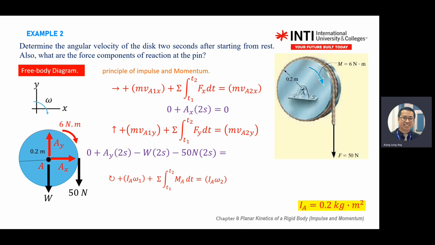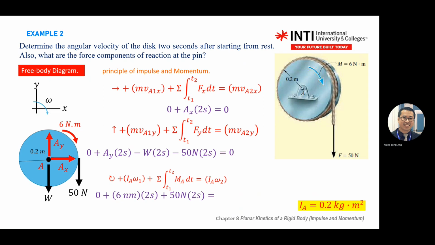For y, it's the same. The velocity in y is 0, then the rest is impulse. So you have Ay force for 2 seconds, the question gives you 2 seconds. Weight also for 2 seconds, but negative because the direction goes down. Then you have the 50 Newton going down, also negative. Then what about your velocity at A? Also 0, because A cannot move, it's a pin.